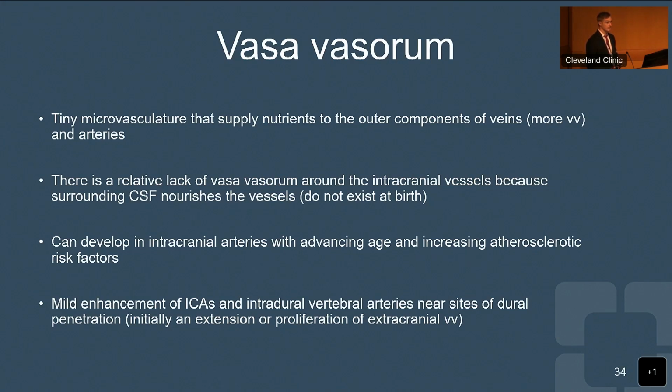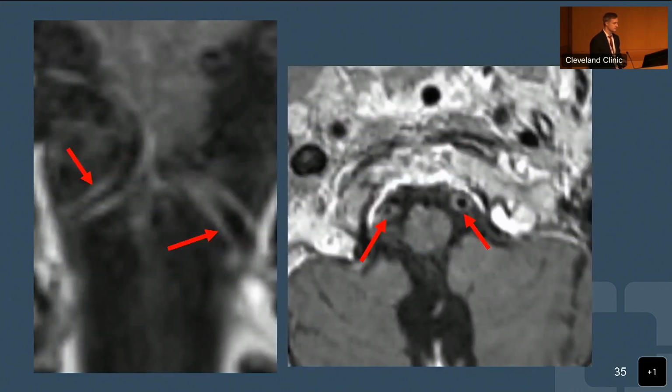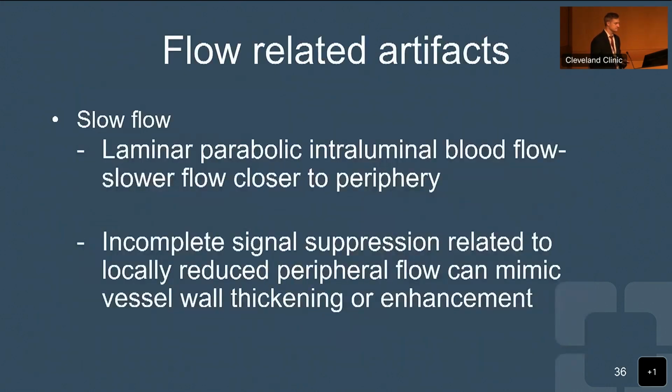What it looks like is mild enhancement, often circumferential, of both the ICAs and the intradural vertebral arteries near the sites of dural penetration, thought to be an extension or proliferation of the extracranial vasa vasorum. So 2 examples of this. So coronal vessel wall, 3T, shows areas of circumferential enhancement of the proximal V4 segments. And another patient in the axial plane, similar concentric enhancement. This is a very common place for vasa vasorum enhancement, should not be misinterpreted as something pathologic.